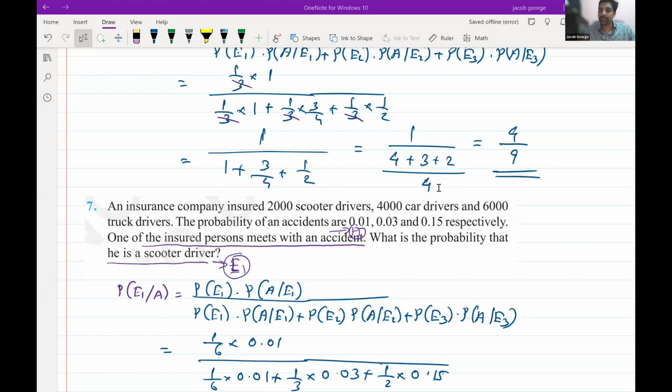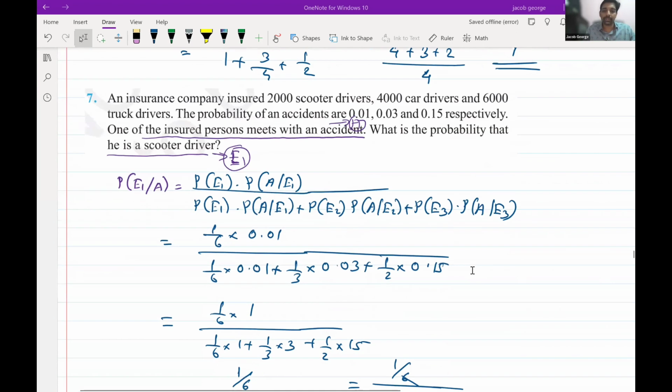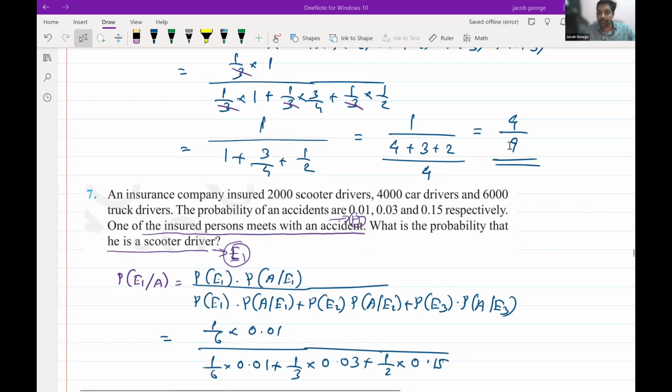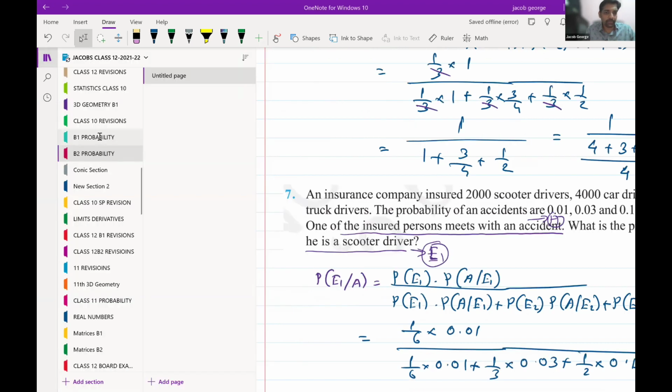One of the insured persons meets with an accident. It is given. One of the person met with accident means that is capital A. So capital A be the event that the insured person met with accident. What is the probability that he is a scooter driver? Means P of E1 given A is asked. P of E1 given A is asked here. Okay. This question is to find out P of E1 given A. I will take another slide to explain this clearly.